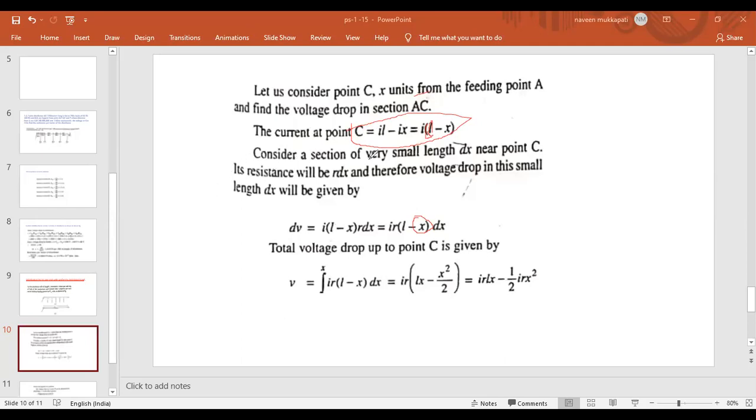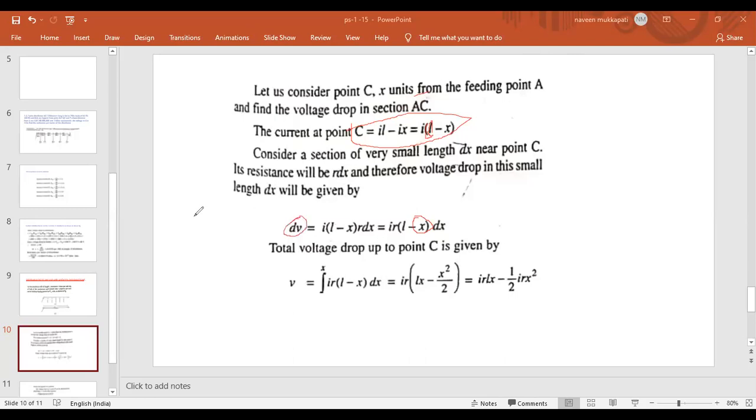Next, consider a section of very small length dx, taken x meters away from the point A, denoted as the C point. Its resistance will be R dx, and therefore the voltage drop in this small length dx will be given by dV is equal to, what is the formula for that?